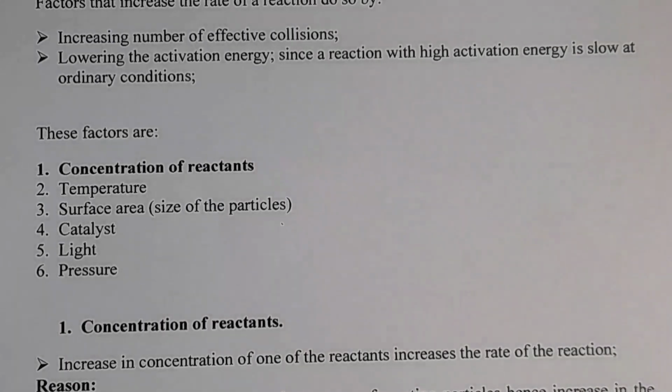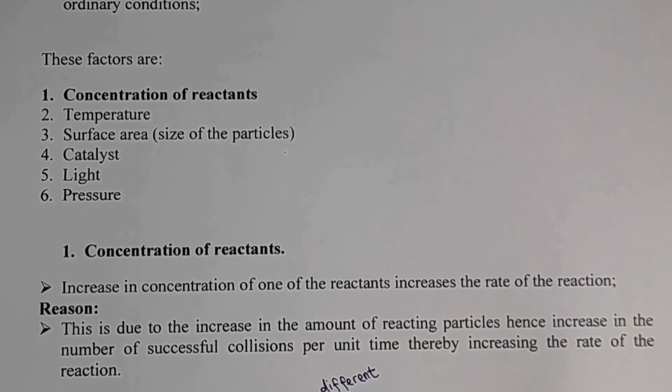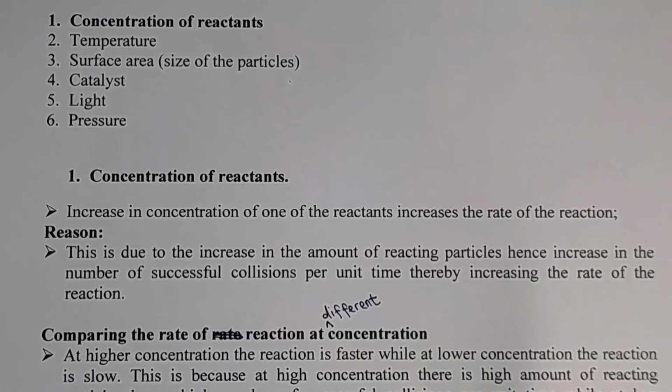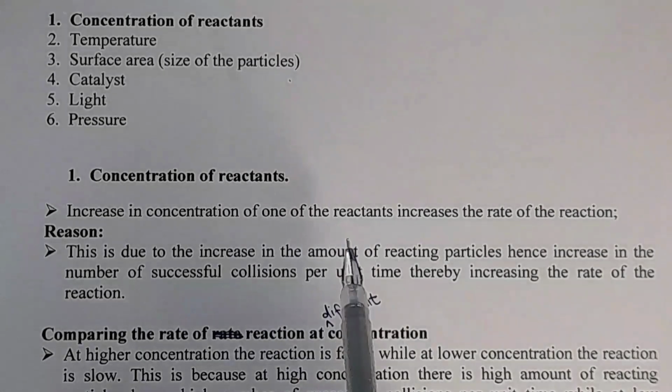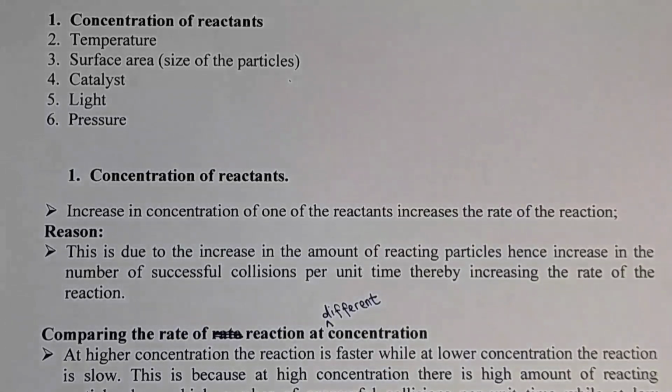Okay, number 1. The first factor is concentration of the reactants. We are saying an increase in concentration of one of the reactants leads to an increase in the rate of the reaction. The reason is the increase in the number of reacting particles, hence an increase in the number of successful collisions per unit time, thereby increasing the rate of the reaction. That is why increasing the concentration of one of the reactants increases the rate of the reaction.